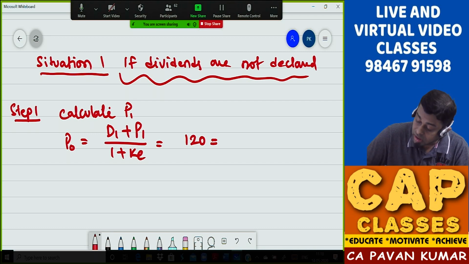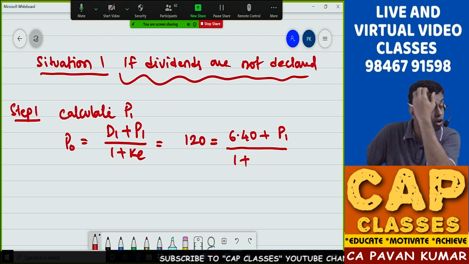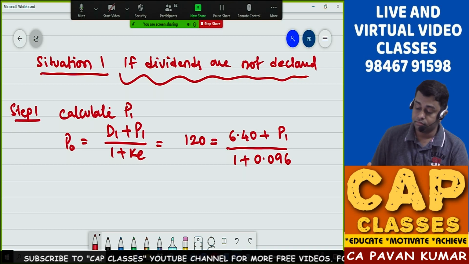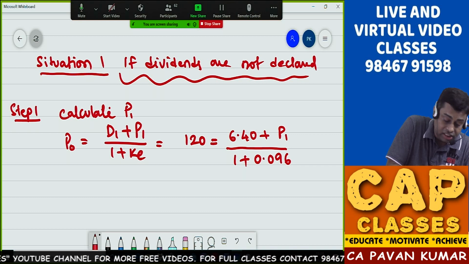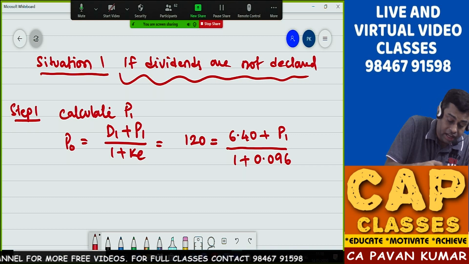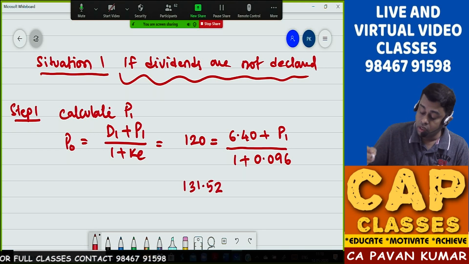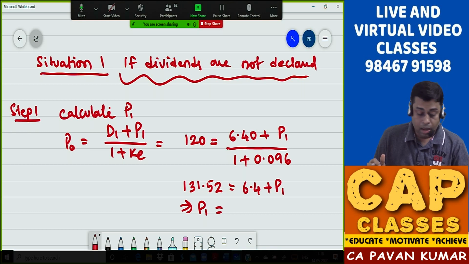So 6.40 plus P1, we don't know. This is what we need to calculate. Divided by 1 plus cost of equity they have given. What is the cost of equity they have given? They have given 9.6, so 0.096. Okay, so cross multiply 120 into 1.096. That comes to 131.52. 131.52 is equal to 6.4 plus P1. So can I say that implies P1 is equal to 131.52 minus 6.4? That comes to 125.12.